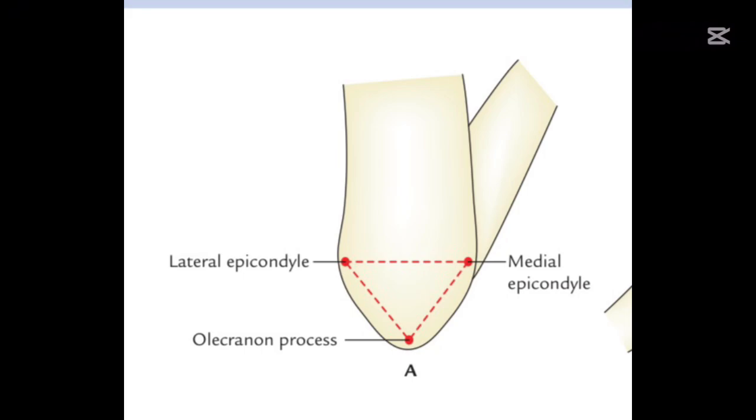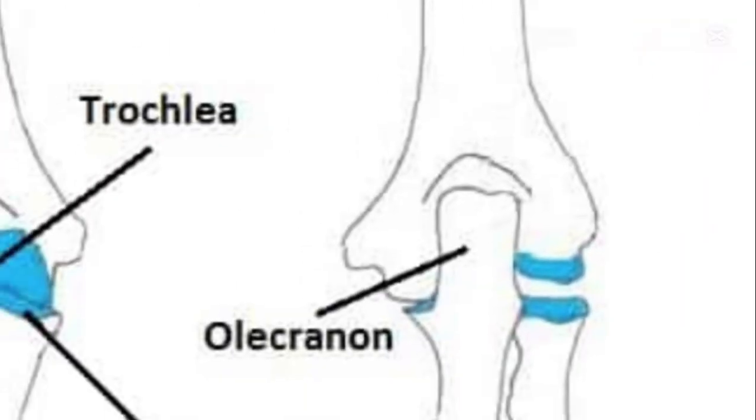So don't forget, when you extend your elbow, what happens? Your olecranon process is in the same line as the medial and lateral epicondyle, but when you flex it by bringing it towards your mouth, what happens? It forms a right angle with the medial and lateral epicondyle. So that is very, very important for your exam. It will be important. Now what can you do?